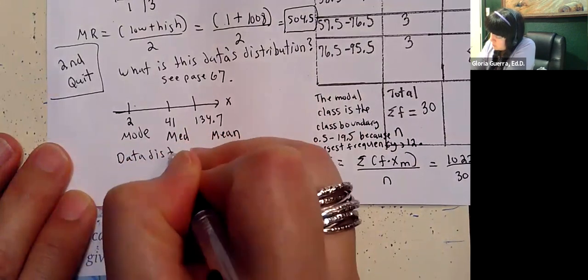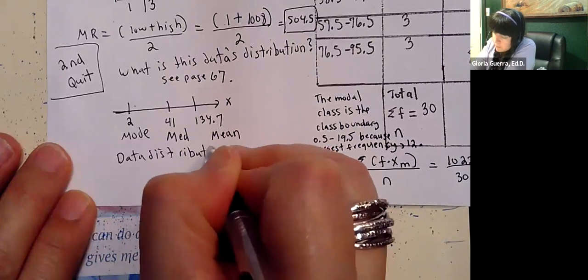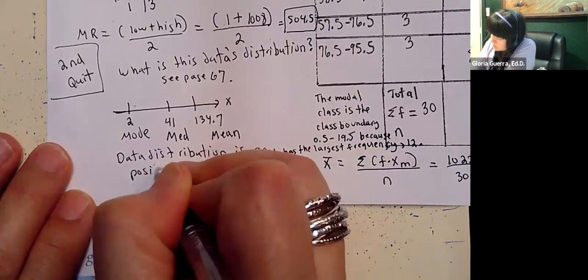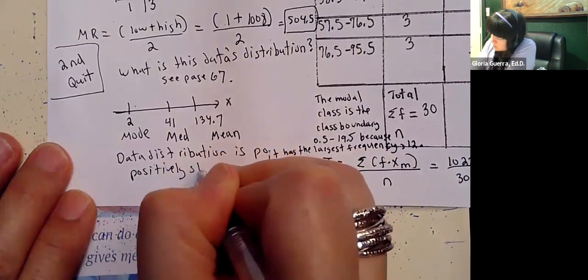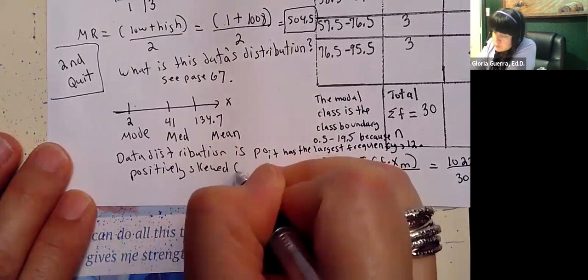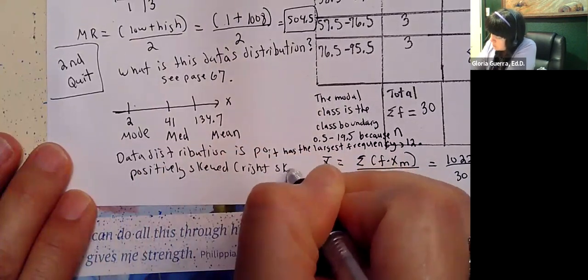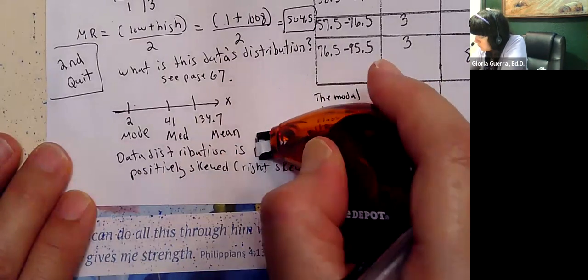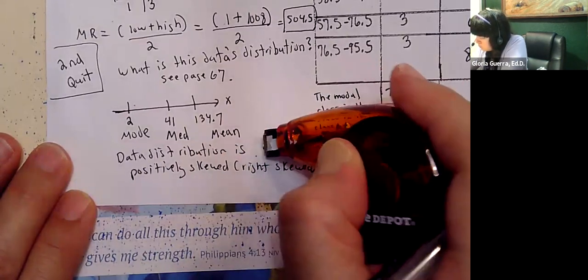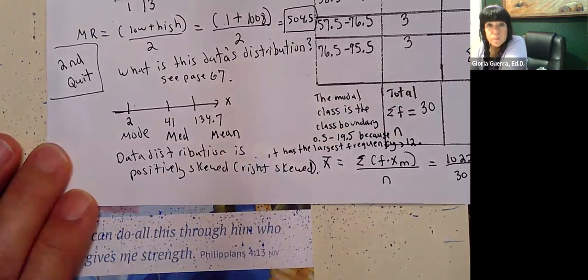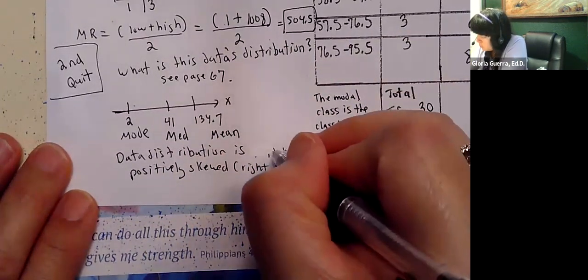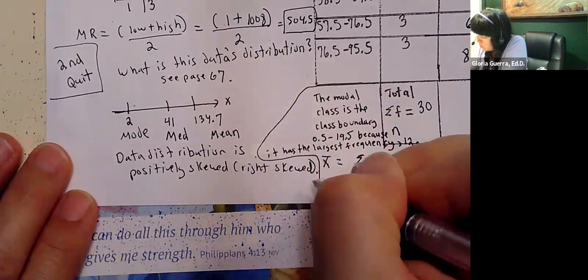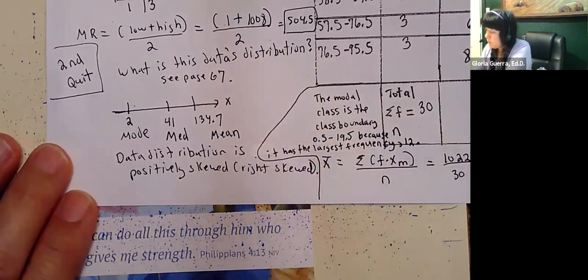The data distribution is positively skewed, which is right skewed. Okay.